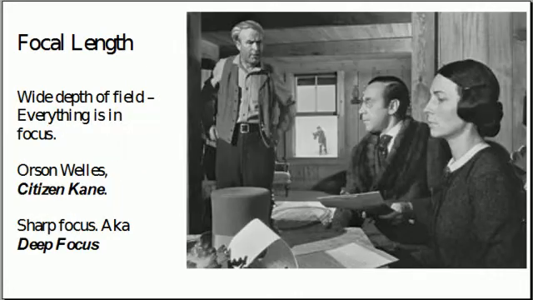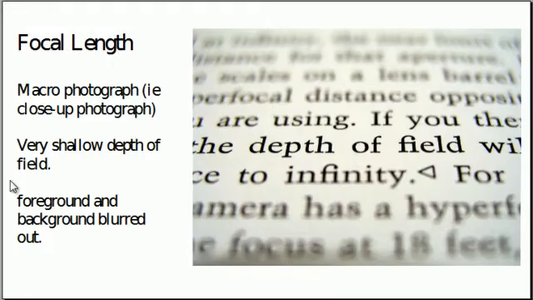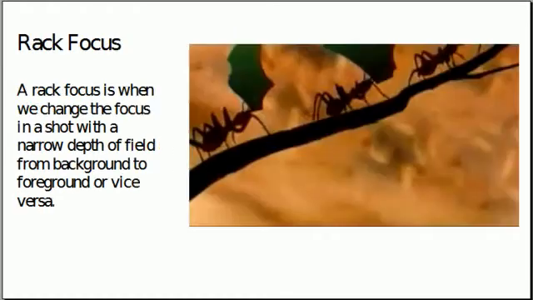This is taken from Citizen Kane, and this is what Kane called deep focus. Very, very wide depth of field. Everything here is in focus, even this lady's shoulder and her hair and the kid in the background. Everyone is in focus. Very, very specific style of filmmaking. Again, here's narrow depth of field. Just the letters in the middle are in focus.